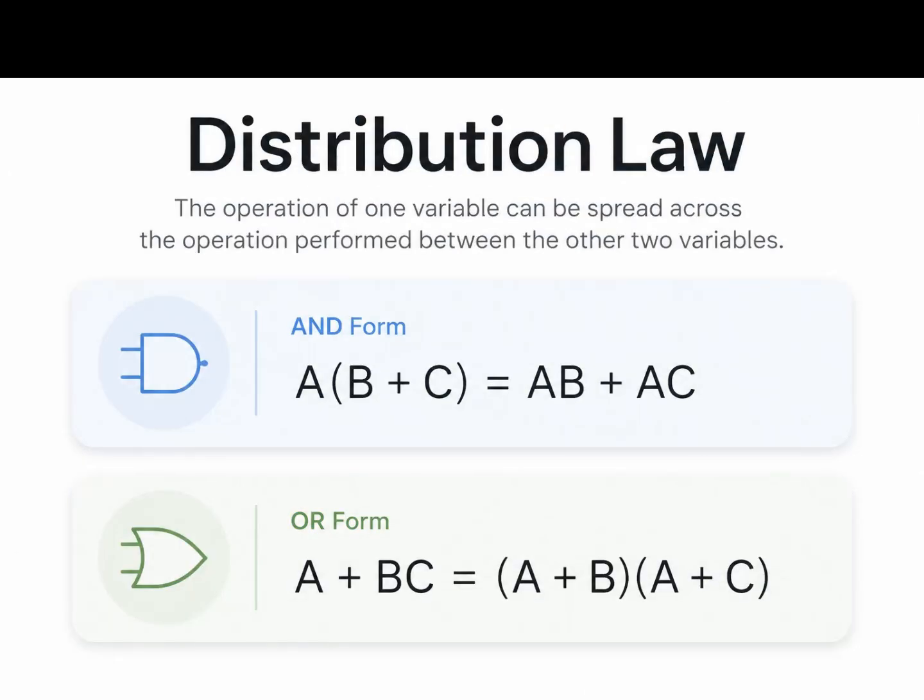The distribution law should look very familiar if you've ever multiplied out brackets in standard math. The AND form is straightforward. A ANDed with the group B or C distributes to A and B or A and C. Interestingly, in Boolean algebra, this also works in reverse for the OR form, which is a bit different from standard algebra, but incredibly useful for simplifying complex logic.